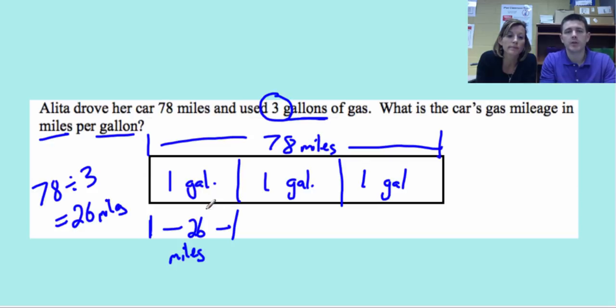So you're showing somebody in picture form. We start with 78 miles, show how you section it off into 3 1-gallon sections, and then tell us what each one of those 1-gallon sections is equivalent to, 26 miles. So 26 plus 26 plus 26 would give us that 78 miles. Make sure you're also writing down the problem itself, not just the drawing, not just the work. You need to have all of that information in your notes.